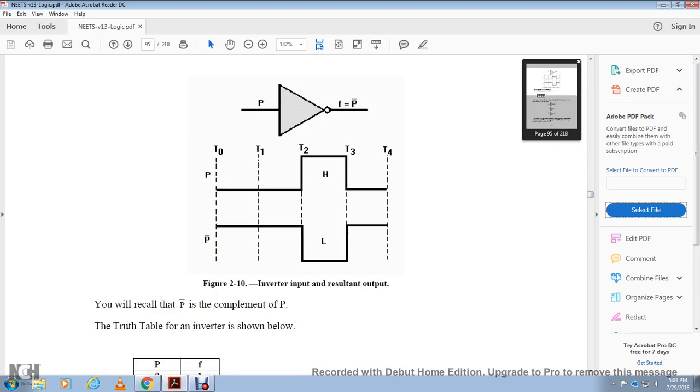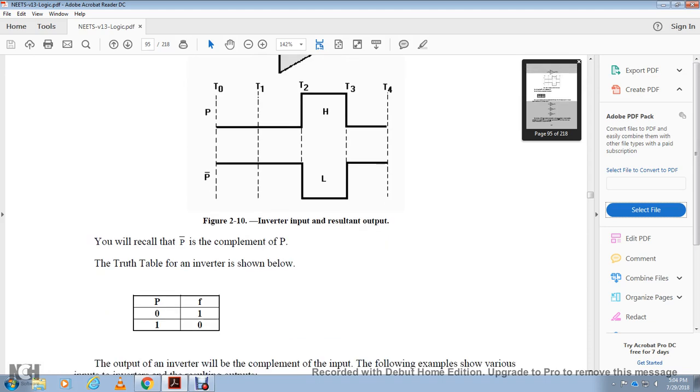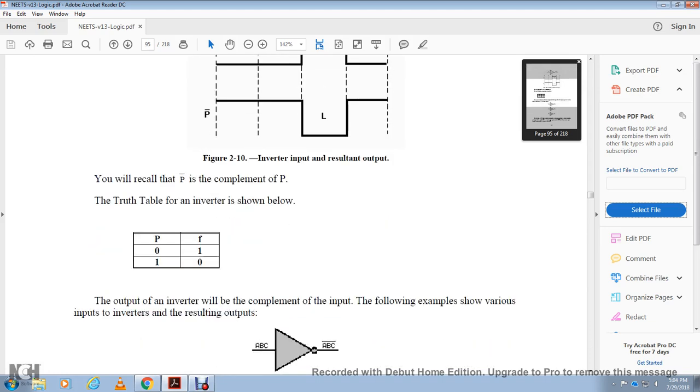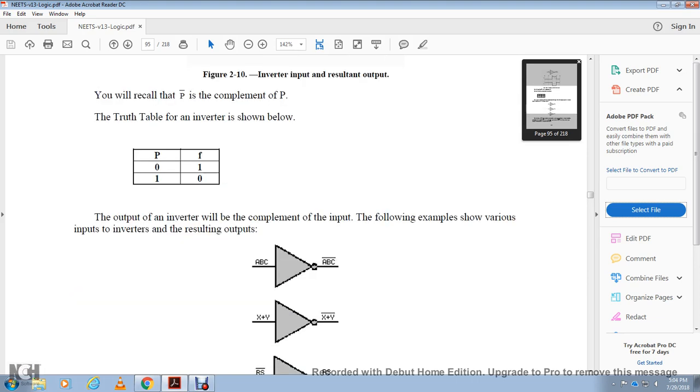We recall that the overscript P with the complement is P, but the truth table for the inverter is shown below. P equal to 0, F is equal to 1; P equal to 1, F is equal to 0. The output of the inverter will be the complement of the input. The following examples show the various inputs with the inverter's resulting outputs.